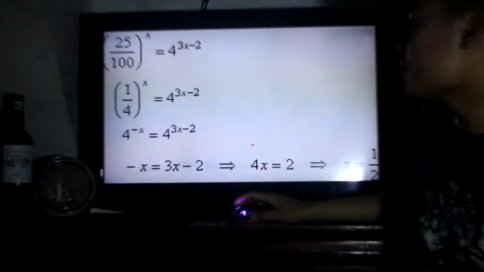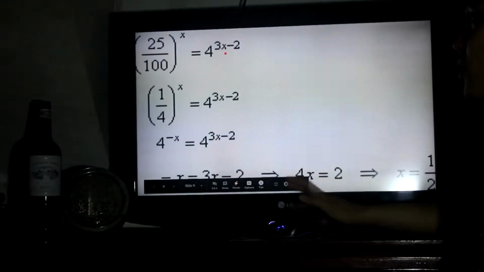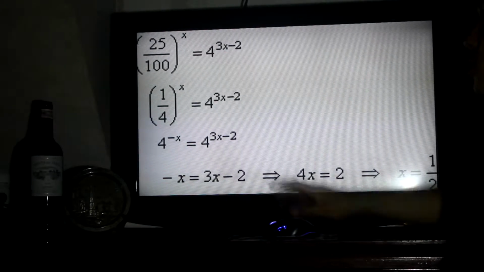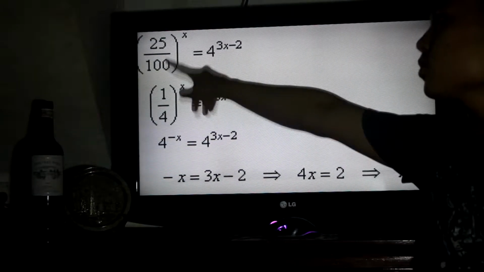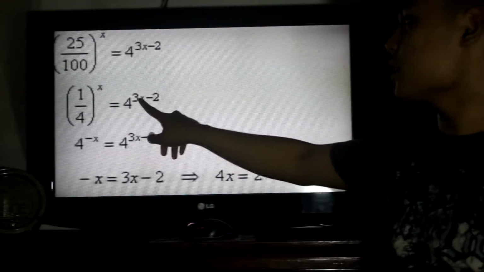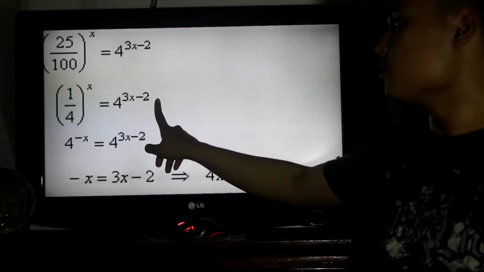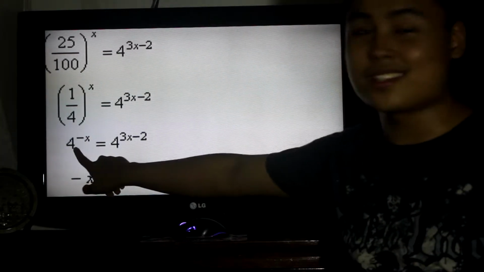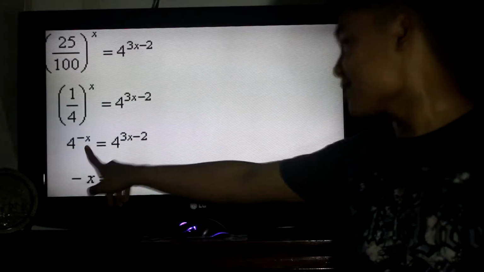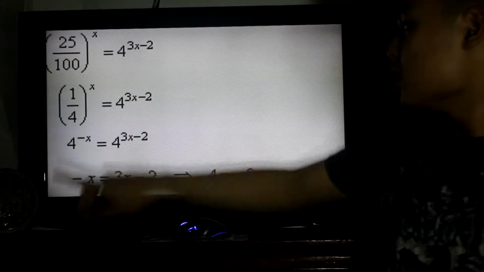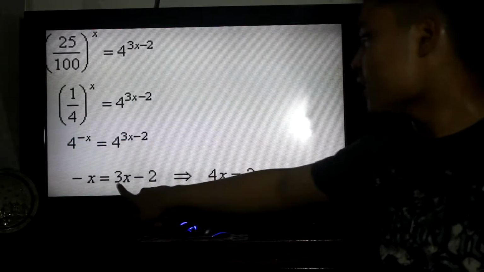So ano pa yung another example? 25 over 100 raised to x is equals to 4 raised to 3x minus 2. So, una-una, lowest term natin itong 25 over 100, magiging 1/4 raised to x is equals to 4 raised to 3x minus 2. So, gagawin natin, i-inverse natin siya kasi para makuha natin yung same base. So, magdi-negative si x. So, using the one-to-one property na kaninang pinakita ko, so, negative x is equals to 3x minus 2.